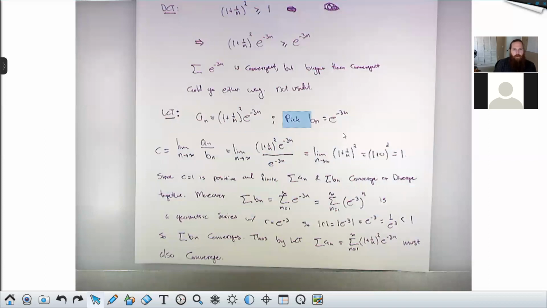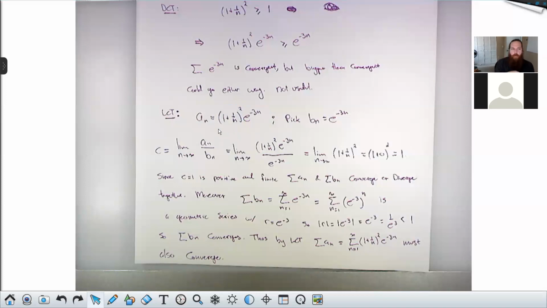The idea for the choice of bn is that you want to look for what I call the essential behavior in an. So I ask, what piece of this thing really determines how it behaves? Is it this guy? Is it this guy? Since this piece goes to 1 as n goes to infinity, he doesn't really have an effect on the convergence or divergence of the series. So we're not looking for something that's necessarily larger or necessarily smaller for LCT. What we're trying to do is isolate the important part.